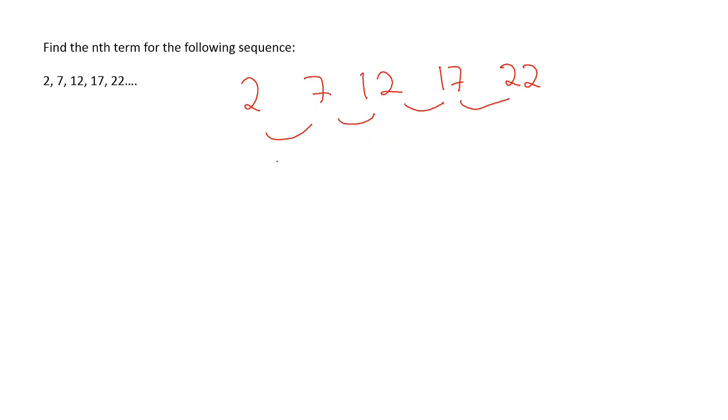Every time, it keeps increasing by 5. That means I'm going to be multiplying my n by 5. So I put 5n. I could try to work it out, but I'm going to use that little shortcut I showed you on the slide before.